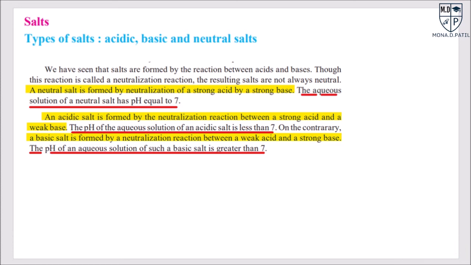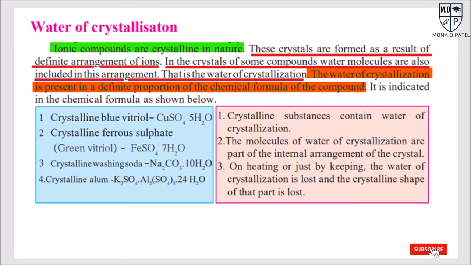An acidic salt is formed by neutralization reaction between strong acid and a weak base. So the pH of aqueous solution of an acidic salt is less than 7. On the contrary, a basic salt is formed by neutralization reaction between weak acid and strong base. The pH of an aqueous solution of such a basic salt is greater than 7.